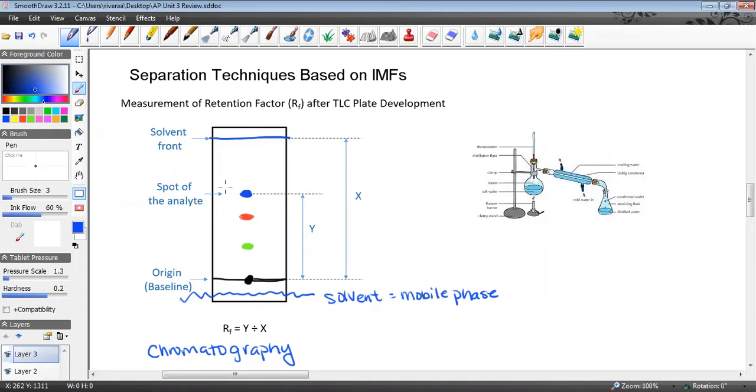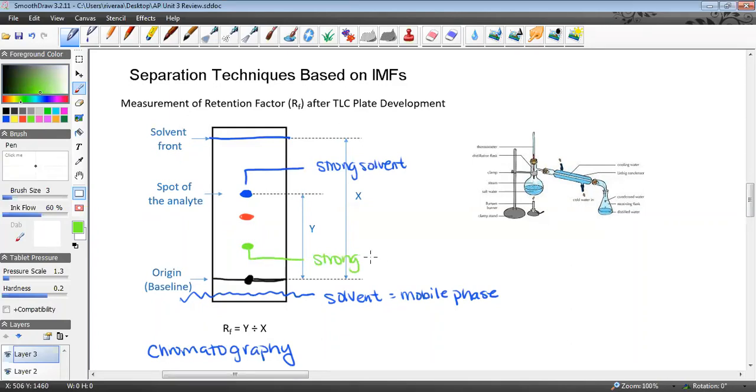The things that travel the farthest have a greater attraction to the solvent. Okay, so they have a strong solvent attraction because they traveled farther with the solvent. So like, let's say the solvent was water. I would suspect that this blue colored dye had a lot of hydrogen bonds in it because it stayed with the water the longest. This green color dye, on the other hand, had a stronger attraction to the paper.